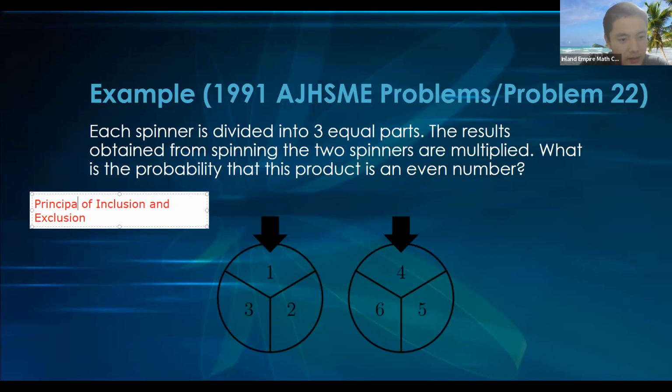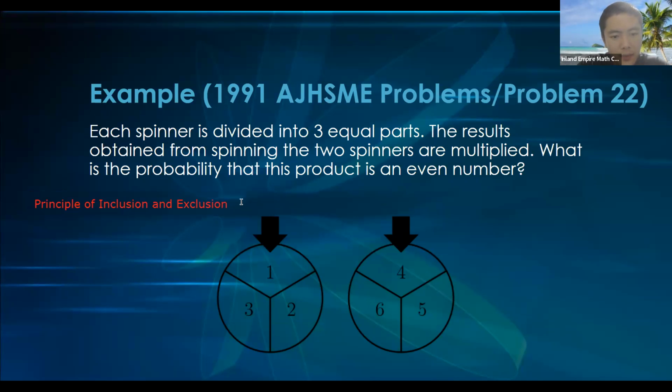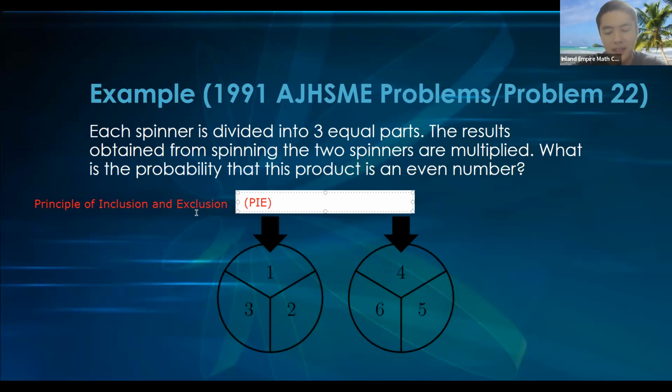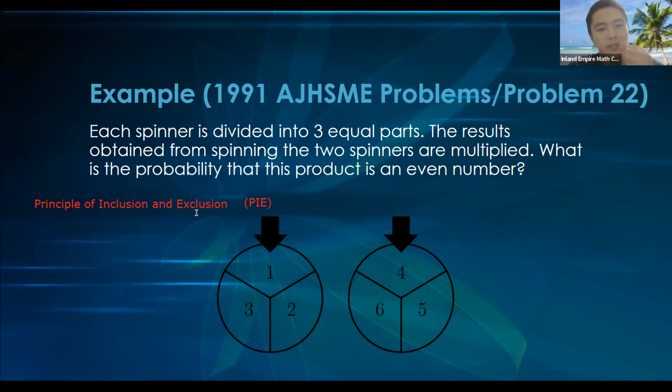I think I spelled Paul wrong. It's right here. Okay, so principle of inclusion and exclusion. Some people call it pi, but it's not a pi. It's like an acronym, where you take the first capital letters from each.